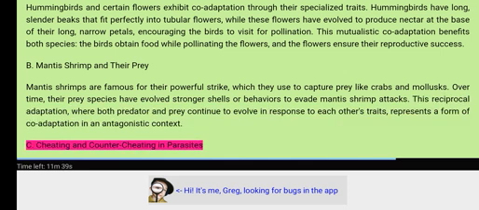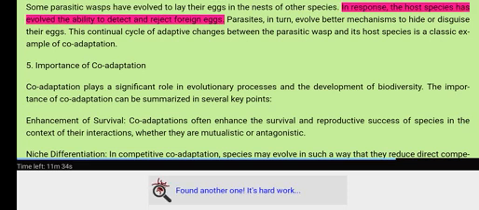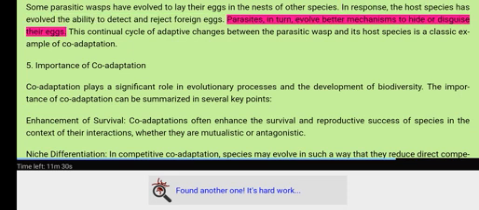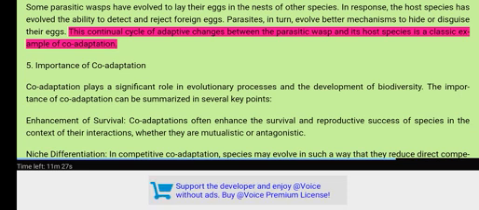C. Cheating and counter-cheating in parasites. Some parasitic wasps have evolved to lay their eggs in the nests of other species. In response, the host species has evolved the ability to detect and reject foreign eggs. Parasites, in turn, evolve better mechanisms to hide or disguise their eggs. This continual cycle of adaptive changes between the parasitic wasp and its host species is a classic example of co-adaptation.